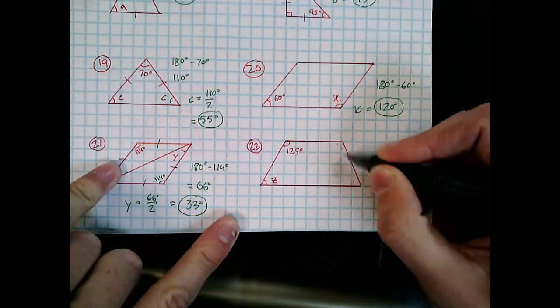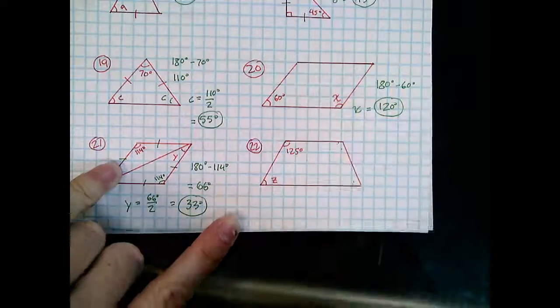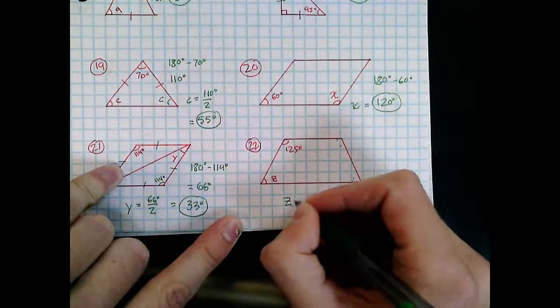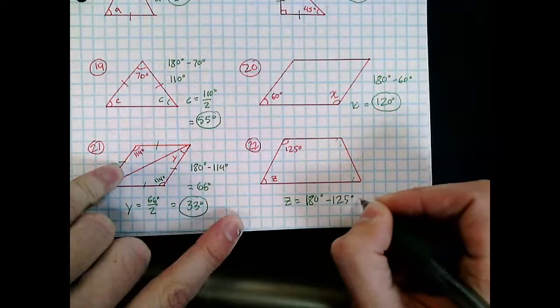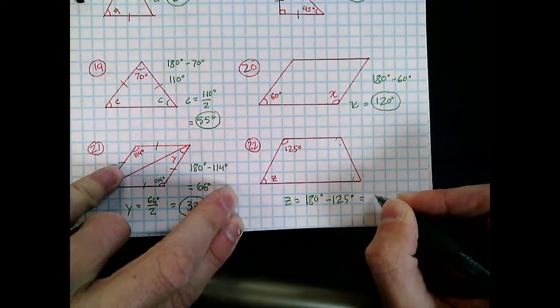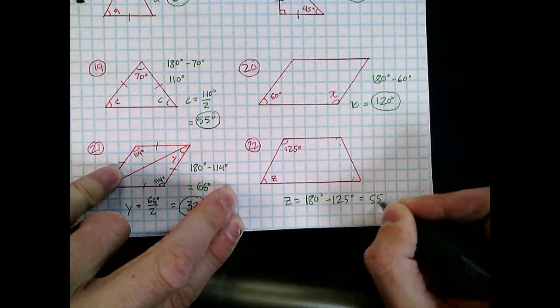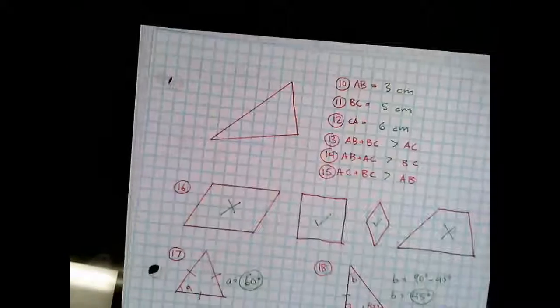The sides that are next to each other but not on the same parallel line. So these two, oh, and these two. How convenient. So Z has to be 180 degrees minus 125 degrees, which leaves 55 degrees for Z. All right, it's just a few more questions.